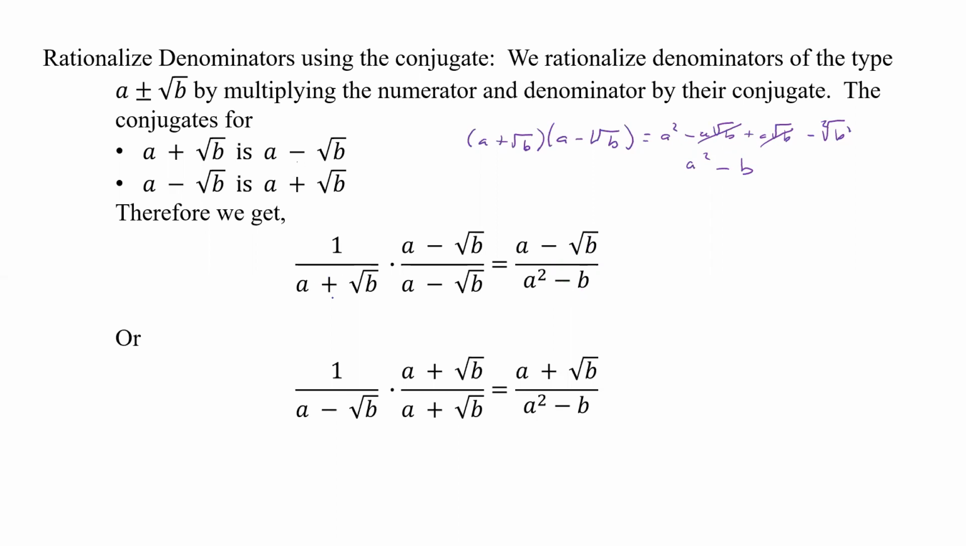And so that's when we have the plus. If we have the minus here, we multiply by the positives, numerator and denominator, and then we get an a plus the square root of b over the same denominator. So it doesn't matter what the initial one is, it's always going to have the same denominator here, a squared minus b.